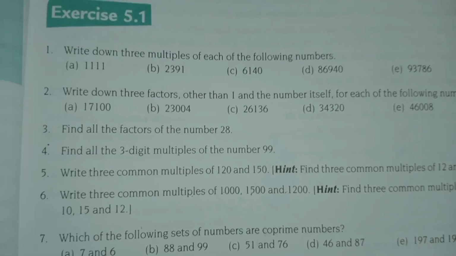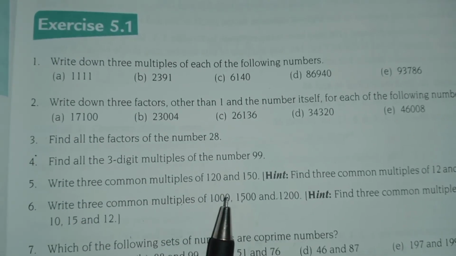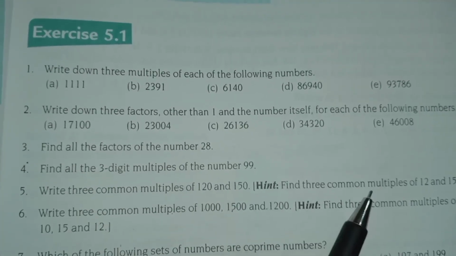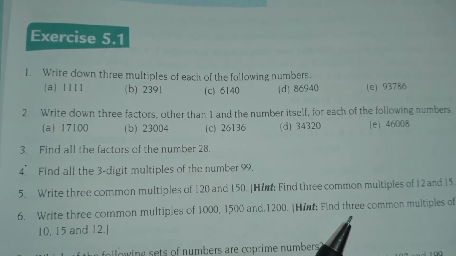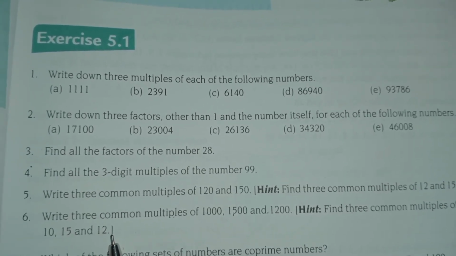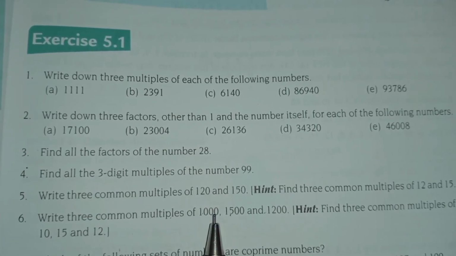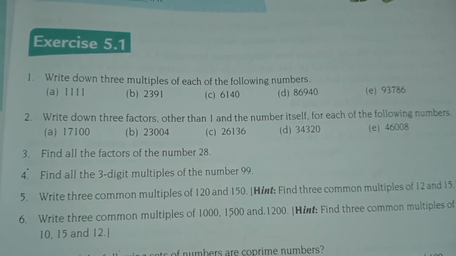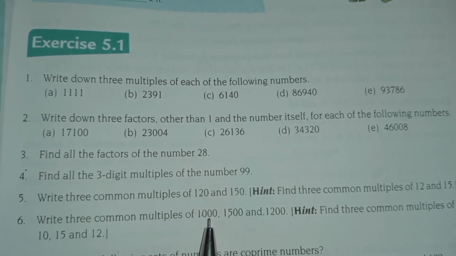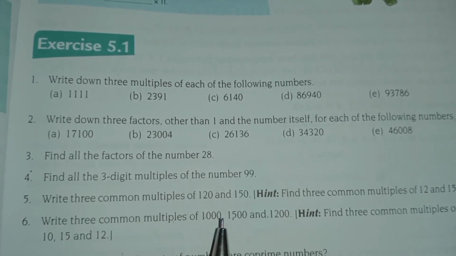In the same way, you will do question number 6 as homework. Here you have to find 3 common multiples of 1000, 1500, 1200. According to the hints, you will write the multiples of 10, 15, 12. Whatever common multiples you get, you will add 2 zeros. To get the common multiples of 1000, 1500 and 1200, you have to add 2 zeros.